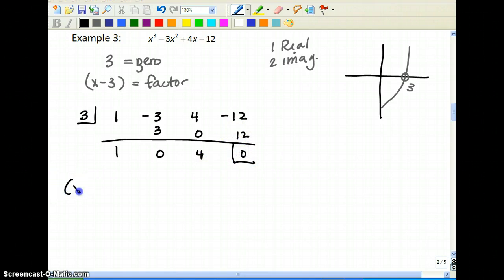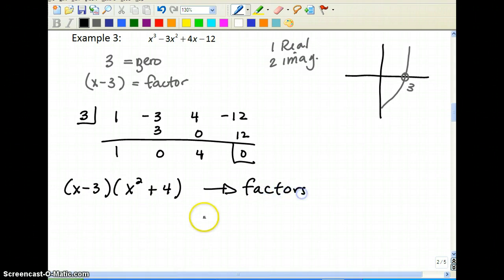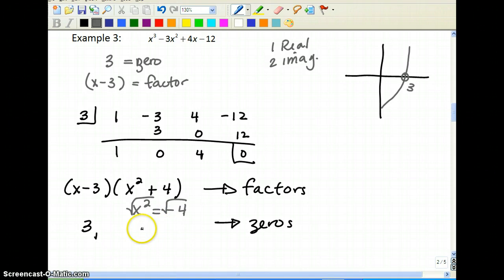But now I know I've got x minus 3, and then my depressed polynomial is x squared plus 4. That will not factor. So that's it. If they ask you for the factors, those are your factors. But we have to figure out what our zeros are. Well, this one gives you 3. This one you have to figure out. So you could use your quadratic formula, but it would be faster if you just said x squared equals -4, so if I square root both sides, I'll get plus or minus 2i. So those are your 3 zeros.